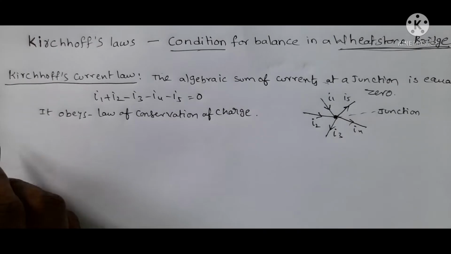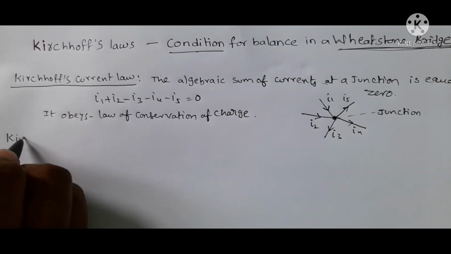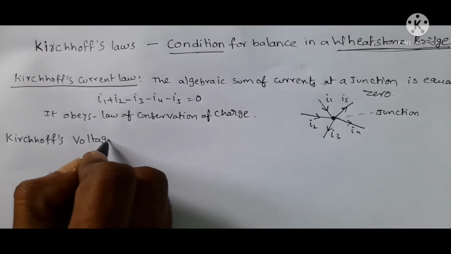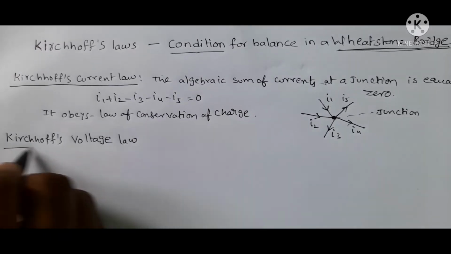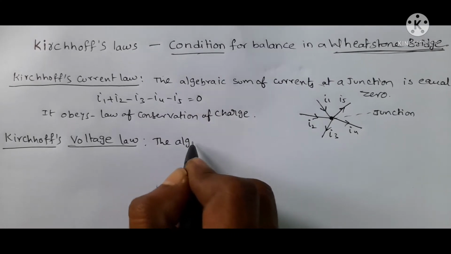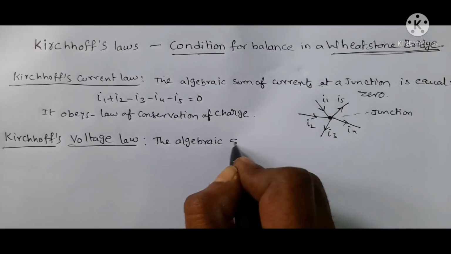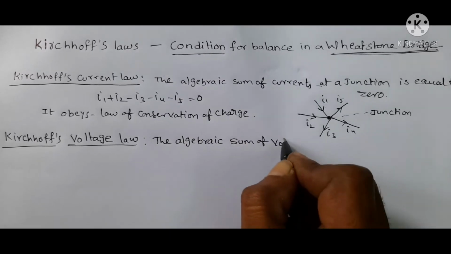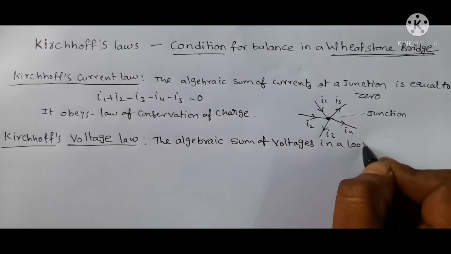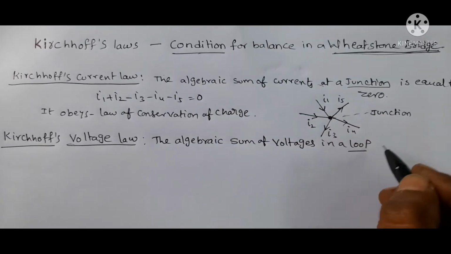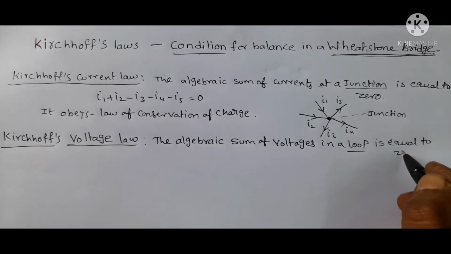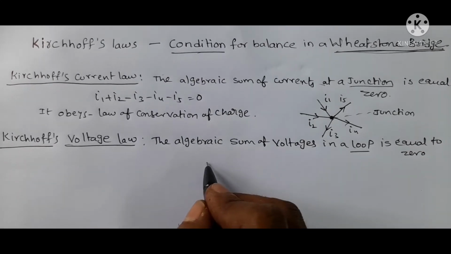Next will be Kirchhoff voltage law. This is also known as the second law of Kirchhoff. So how can you define this? Same thing, the algebraic sum of voltages or potentials in a loop, that is, here junction, here loop, is equal to 0. So loop means, let us say, here I am considering a loop.